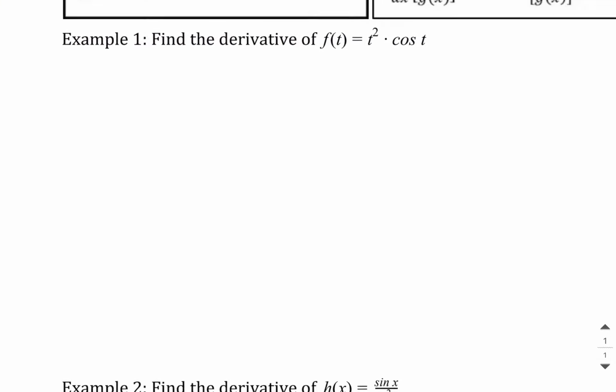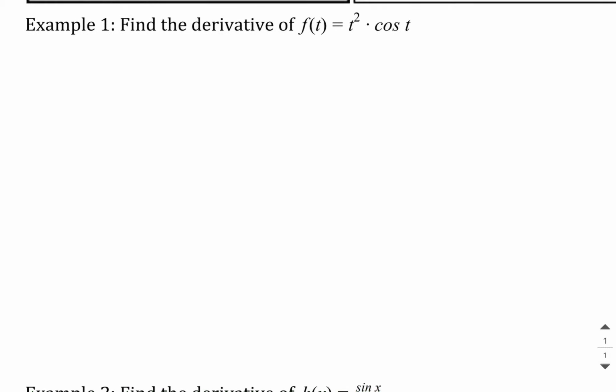So for our first guy here, we want to find the derivative of f of t is equal to t squared times cosine t. So we have the product of two functions, so we're going to have to use our product rule. So if I want to find the derivative of f, it's going to be f prime of t is equal to the left function, which is my t squared, times the derivative of my right function. So I have my left and my right. Derivative of cosine t is negative sine t.